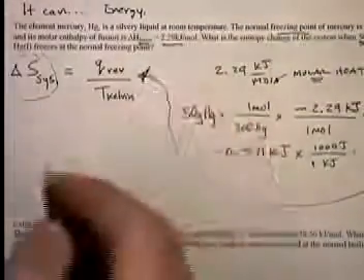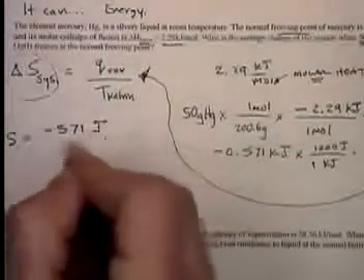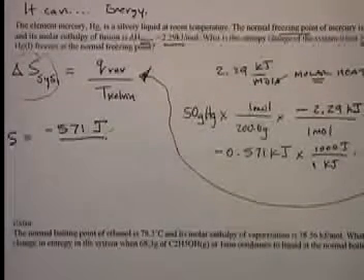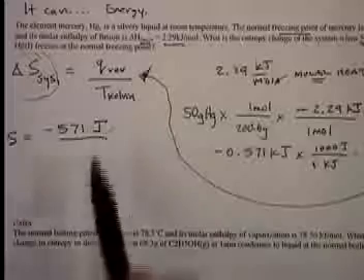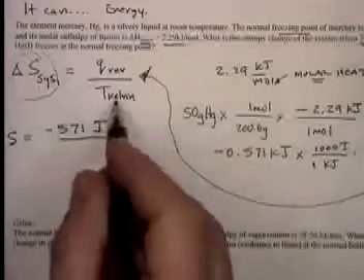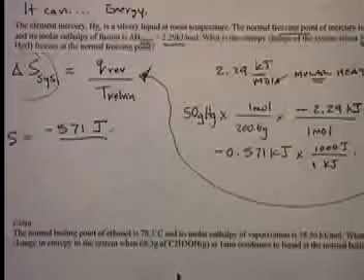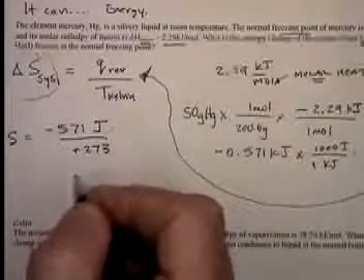Now we can take this and put it into our equation for finding the entropy, and the entropy of the system will be equal to negative 571 joules. Remember, entropy is usually given in joules, and enthalpy, remember delta H or Q, is usually given in kilojoules. That'll become important later on in the chapter, so you don't get confused between joules and kilojoules for those two sets of units. Then we need to divide it by the Kelvin temperature, and the temperature is negative 38.9 Celsius.